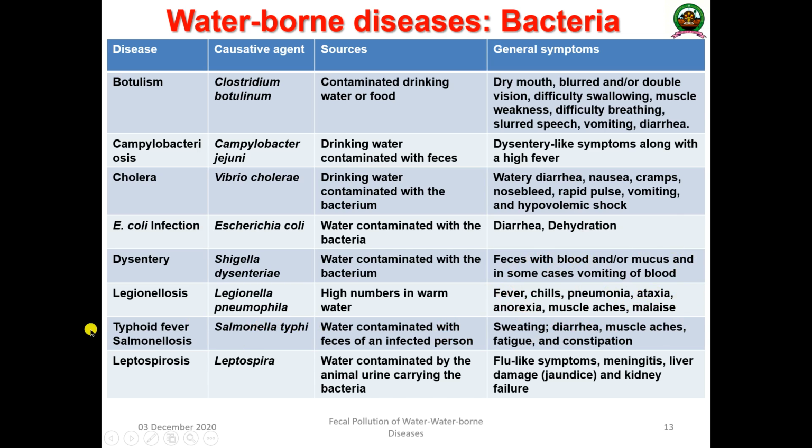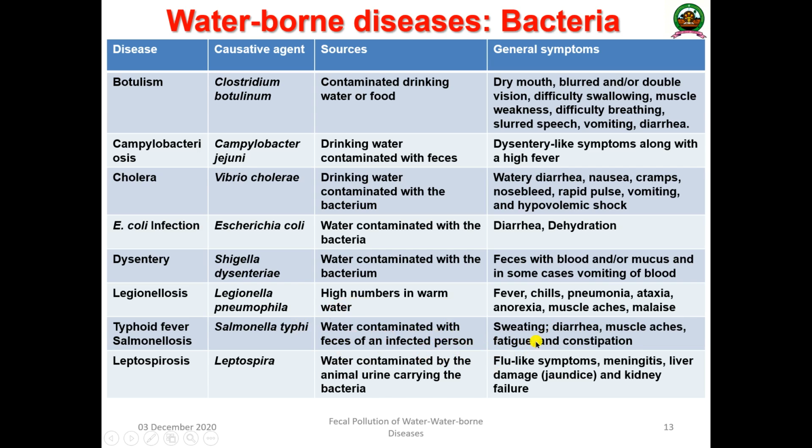Then the next one is the common typhoid fever, or salmonellosis. There are two cases. One is typhoid fever and the other is paratyphoid fever. The causative organism is Salmonella typhi, which causes typhoid fever. Salmonella paratyphi causes paratyphoid, and this condition is known as salmonellosis. The source is water contaminated with the fecal material of an infected person.